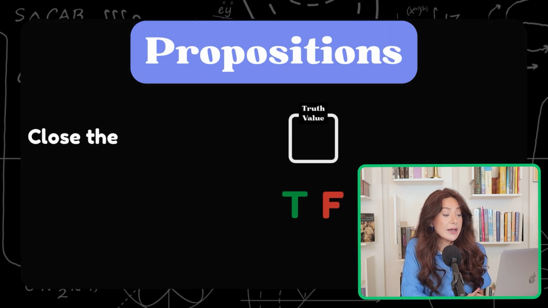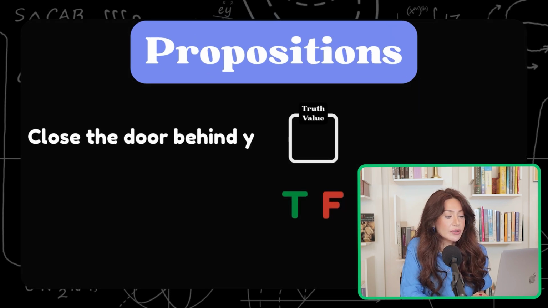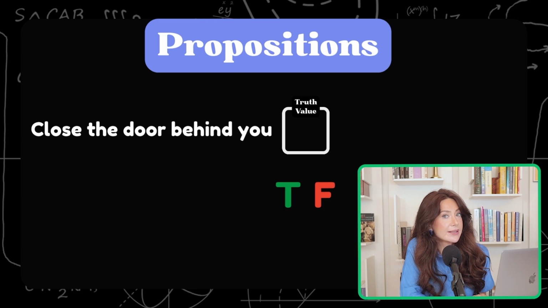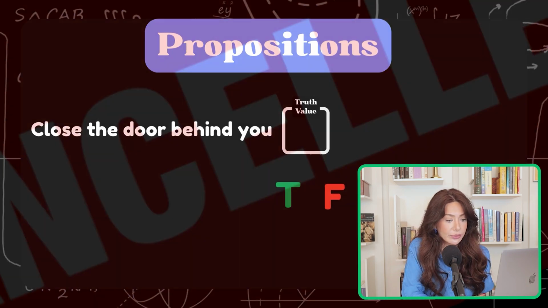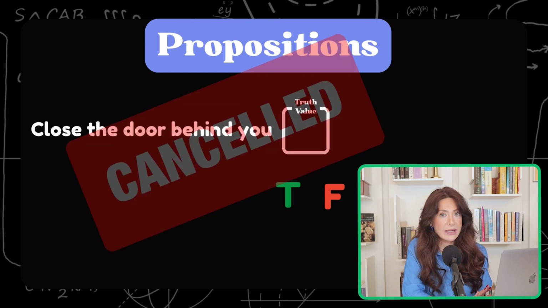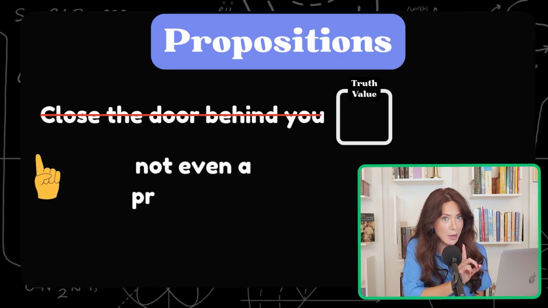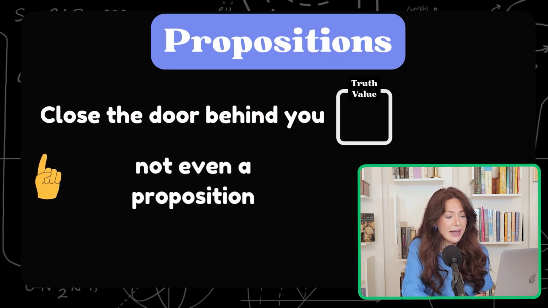So another sentence such as "close the door behind you", we understand that's not a proposition. So it would be a mistake to say false or true or anything there. We would not do any of that. We would say it's not even a proposition. No. Okay, so don't be tricked in your problem sets.